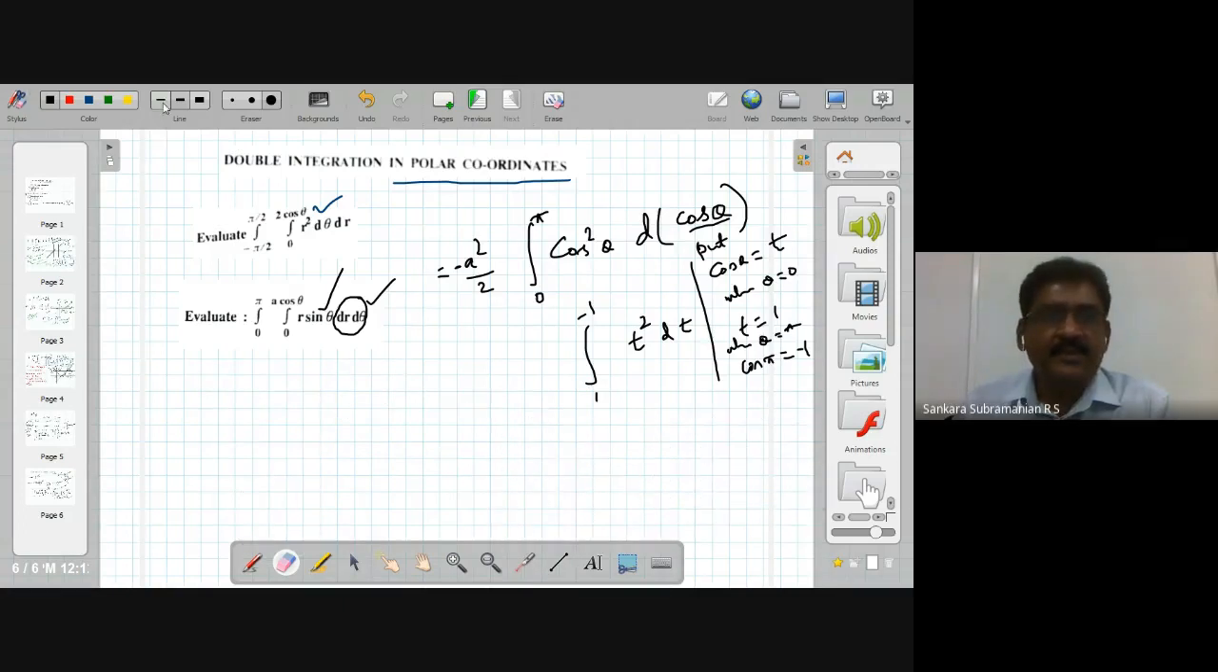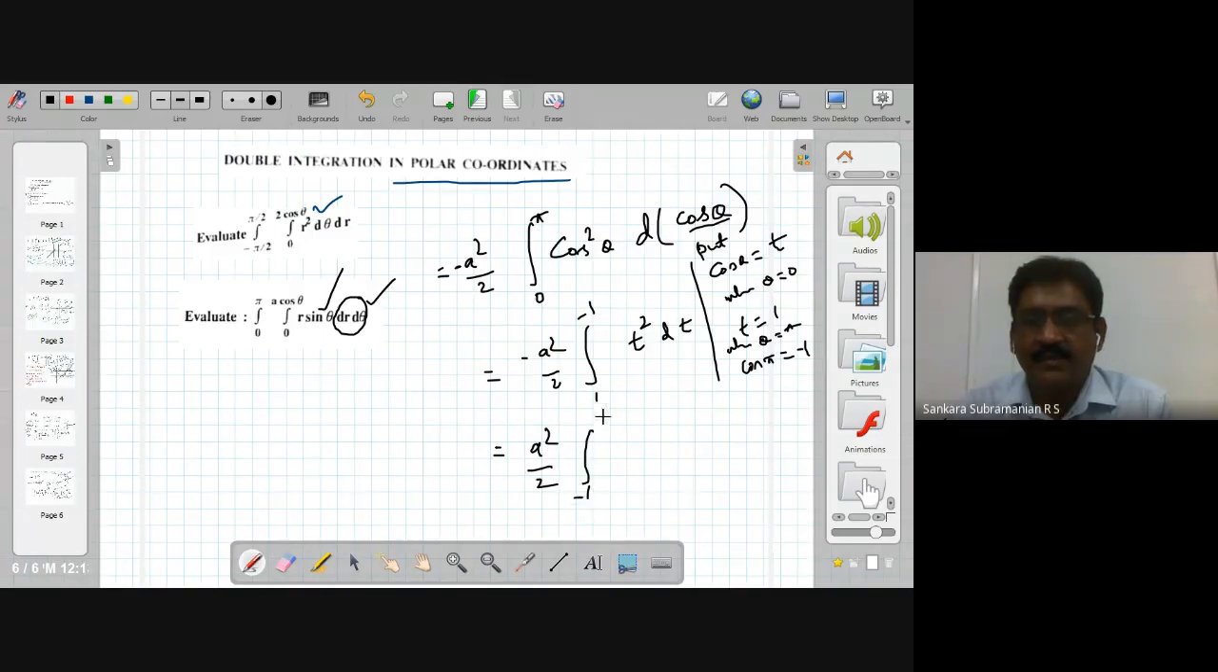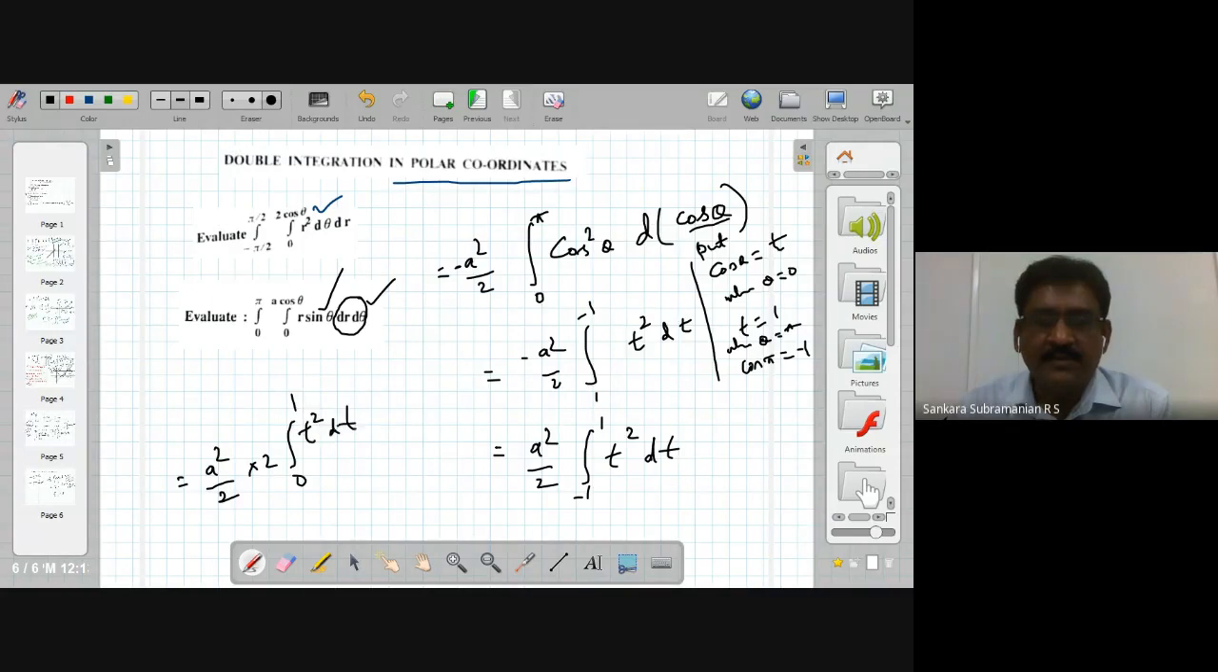So this can be minus a square by 2. All right. So this is equal to plus a square by 2. I can write plus minus 1 to plus 1 t square dt. Is it right? Since this is even function, I can use a square by 2, this is 2 times of 0 to 1 t square dt. Okay. This is by the formula minus 1 to plus a to b can be written as minus b to a. So this minus will get over. This is minus 1 to plus 1.